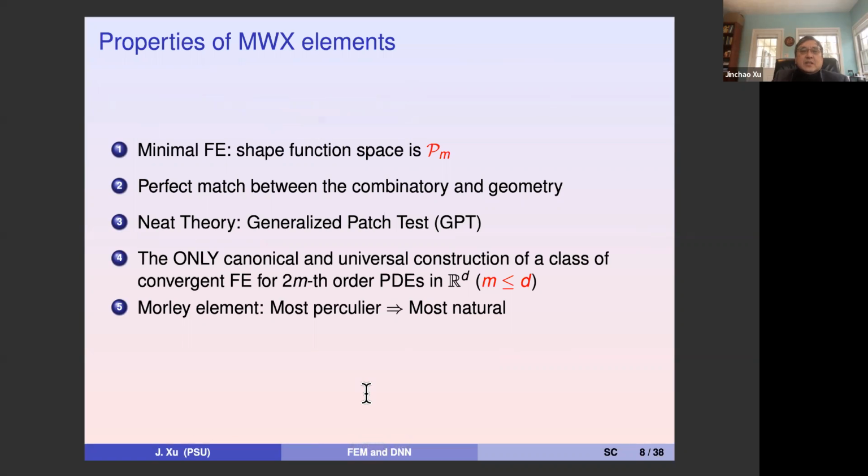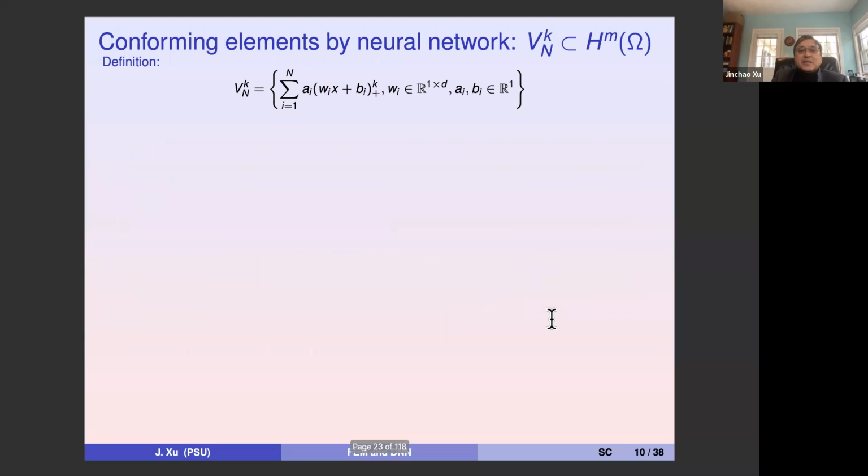Anyway, so I probably should summarize this a little bit. Anyway, it's a universal construction. Okay, one of the things philosophically, the most peculiar element becomes the most natural to me right now. The Molly element, the way I see it from my theory, is one of the most natural elements to think of. Anyway, this is some papers.